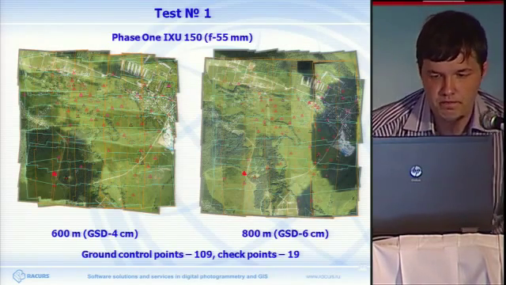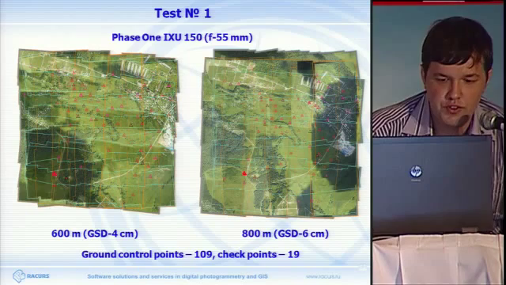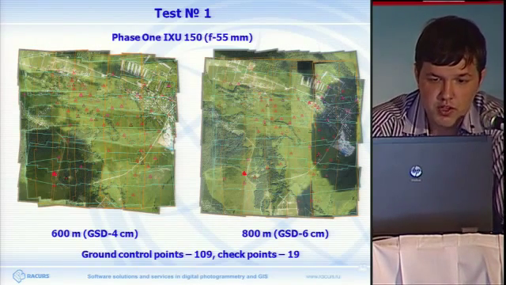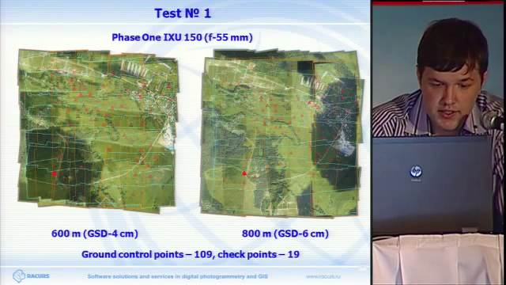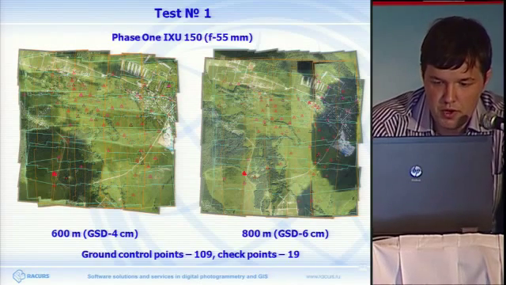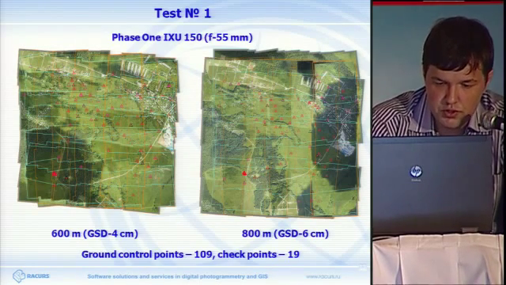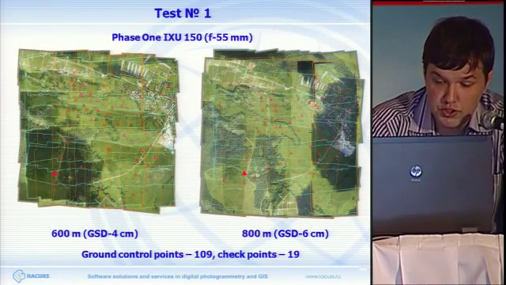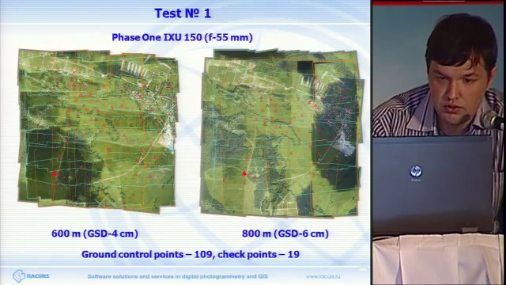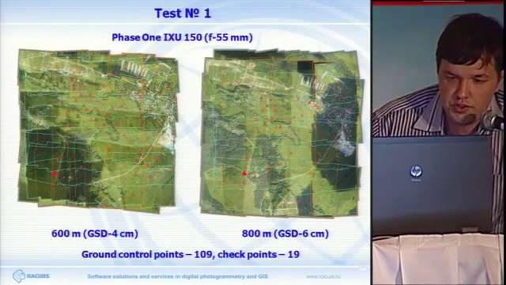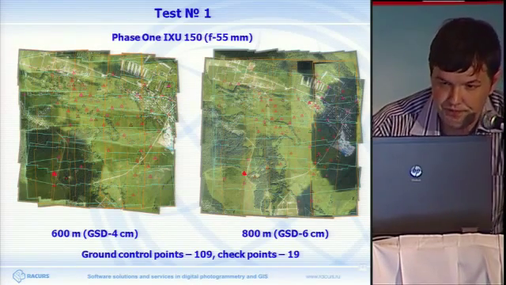We did 2 flights, 2 acquisitions for 2 different areas and 2 different sizes of pixels, 600 meters and 800 meters. And the number of control and checkpoints here, you can see 109 control points and 19 checkpoints. And you can see that they are all over the area here.